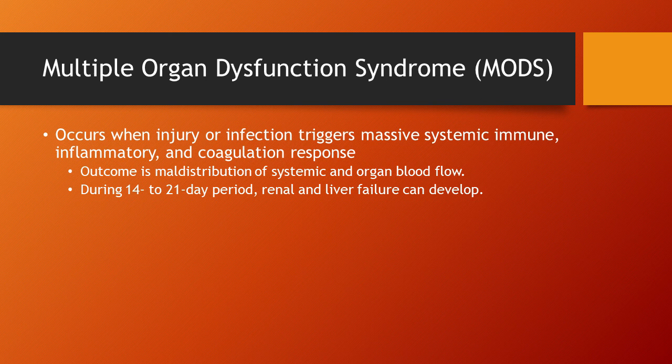Signs and symptoms may include hypotension, signs of insufficient tissue perfusion, uncontrollable bleeding, and multisystem organ failure. During a 14 to 21 day period, renal and liver failure can develop, along with the collapse of the gastrointestinal and immune systems. Patients may require continuous bedside dialysis, and there is no definitive treatment for the liver failure. Essentially, treatment is going to focus on minimizing the effects of the damage.